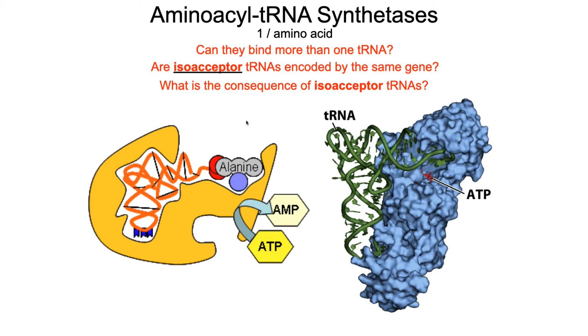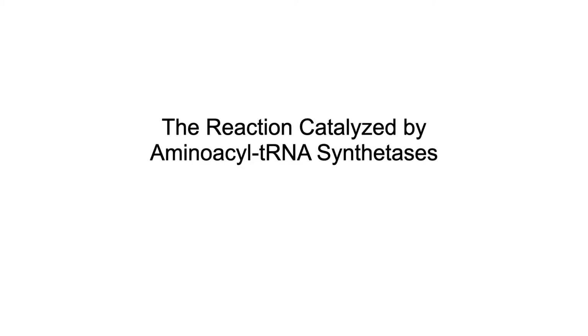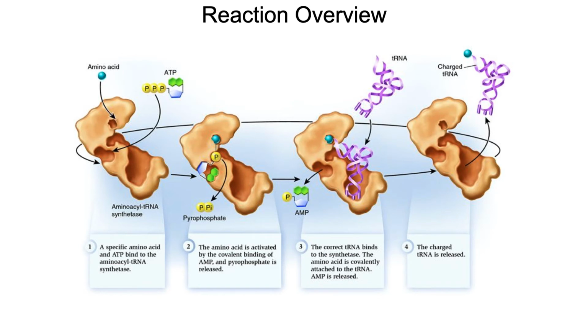Let's take a look at the reaction necessary for the charging of a tRNA. What happens is this. Here's our aminoacyl-tRNA synthetase, and it has an active site for the amino acid, remember, a single amino acid. It then has a site for ATP because that ATP is necessary because we're going to activate the amino acid by adding an AMP to it.